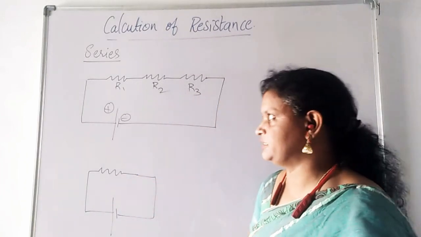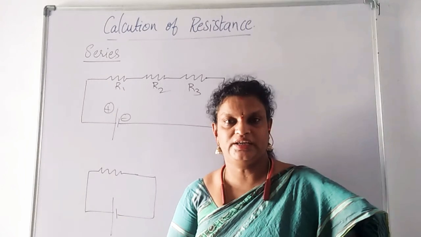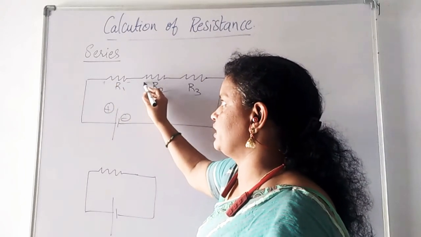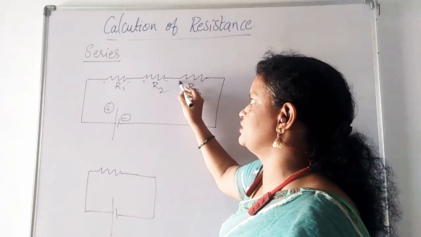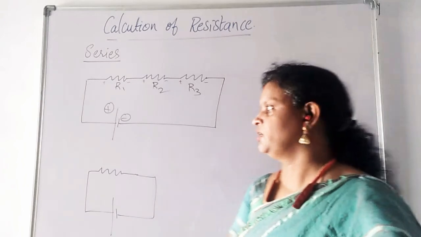So here these resistors R1, R2, R3, all the three are connected in series connection. The positive terminal of the resistor is connected to the negative terminal of another resistor. This type of connection we can call a series connection, right?